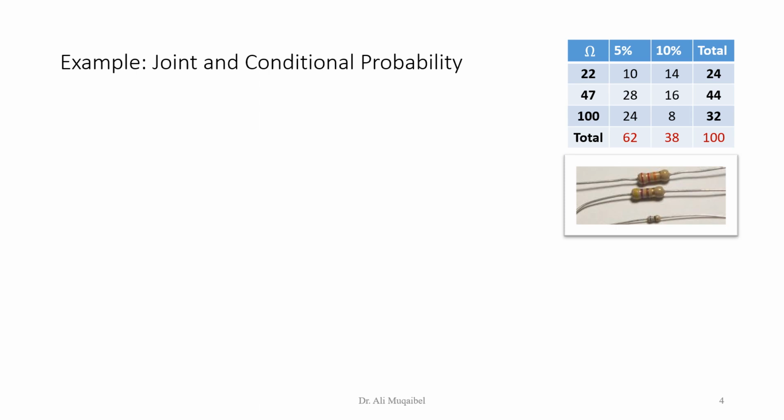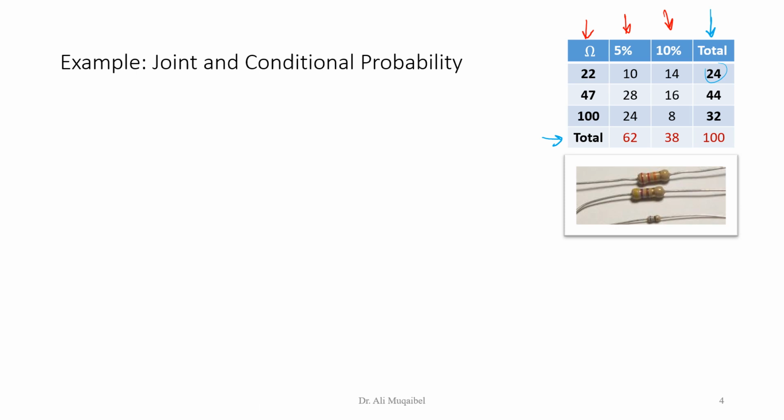It says here, joint and conditional probability. In this example, we have a box, and inside this box there are resistors. Those resistors could be 22, 47, or 100 ohms. They also could have a percentage of error, or tolerance. It could be 5% or 10%. In these two lines, we're just looking at the totals. So the total number of resistors with 22 ohms is 24, and so on.